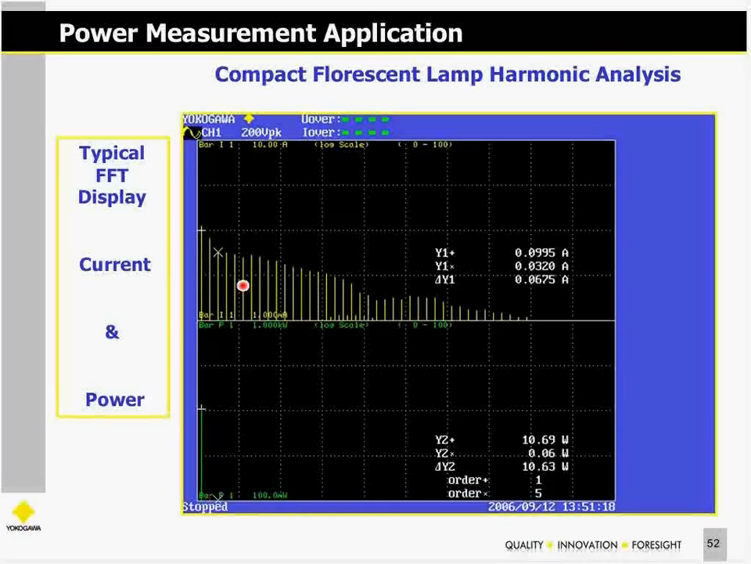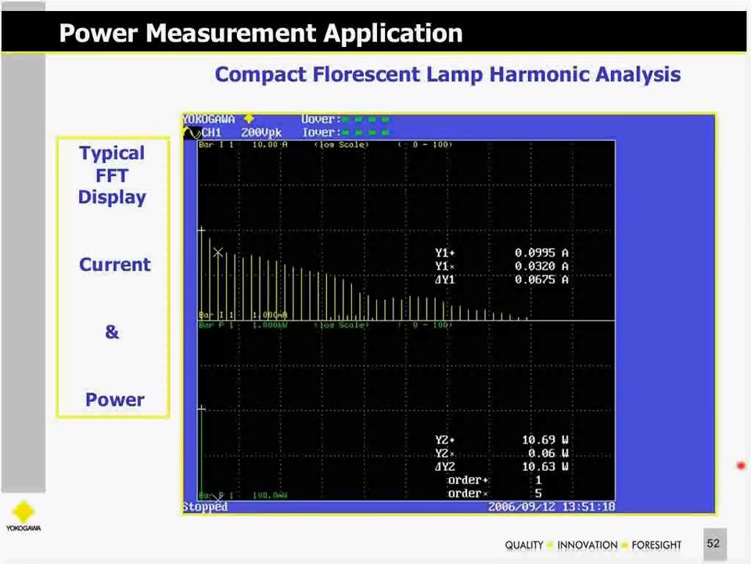So here's our current distortion again on that same compact fluorescent lamp. I just changed the display around, and I look at the power. Very little power beyond the fundamental. So all of the power on this lamp is in the fundamental. That fifth order of power is so low. You can see it right here, 0.06 watts against the 10.69 watts for the fundamental. So all of our energy is used in the fundamental.